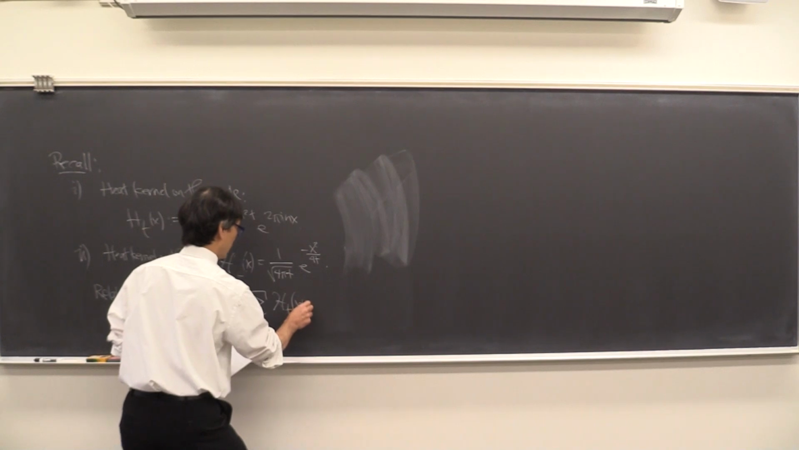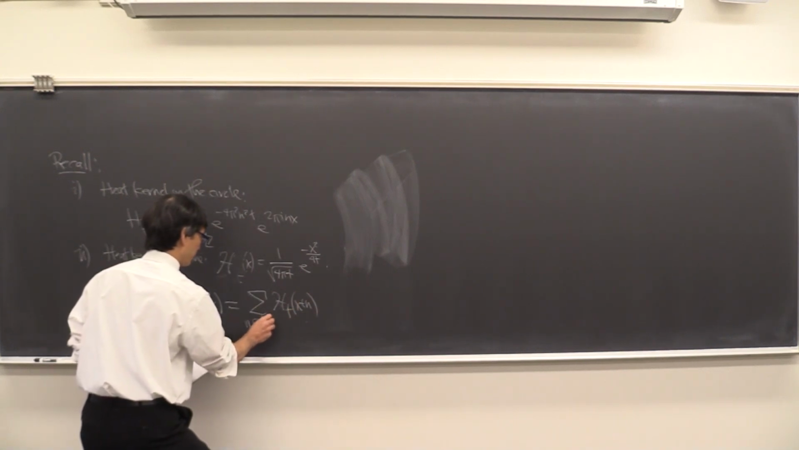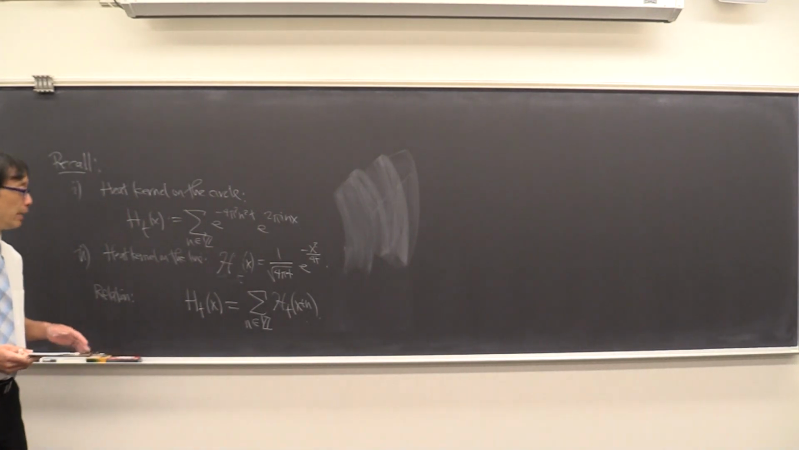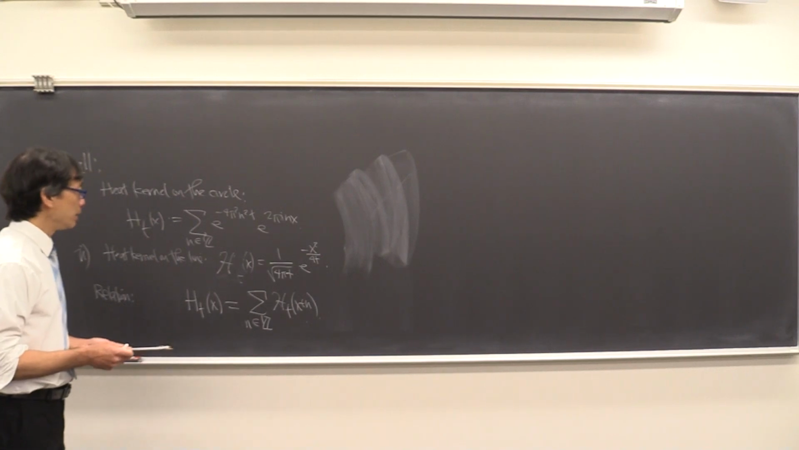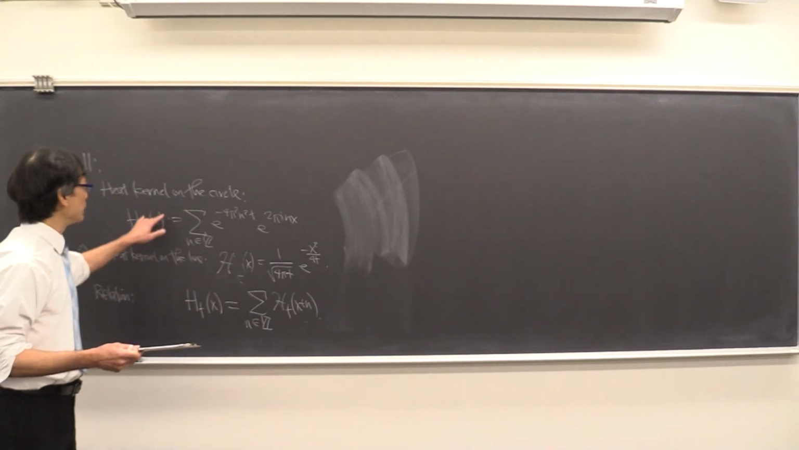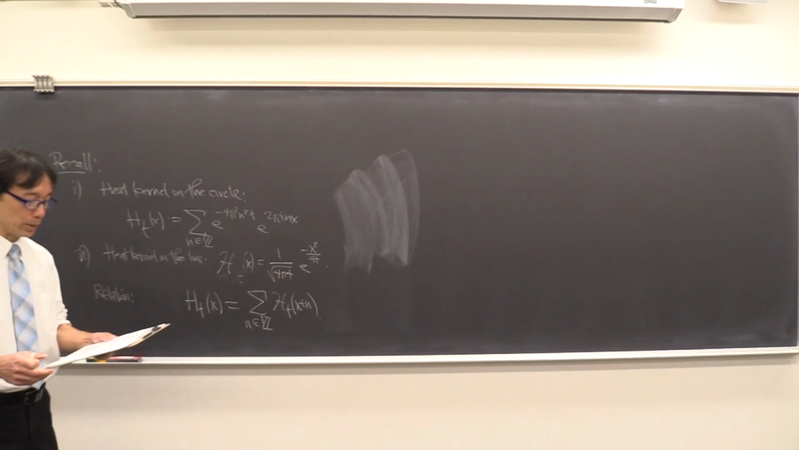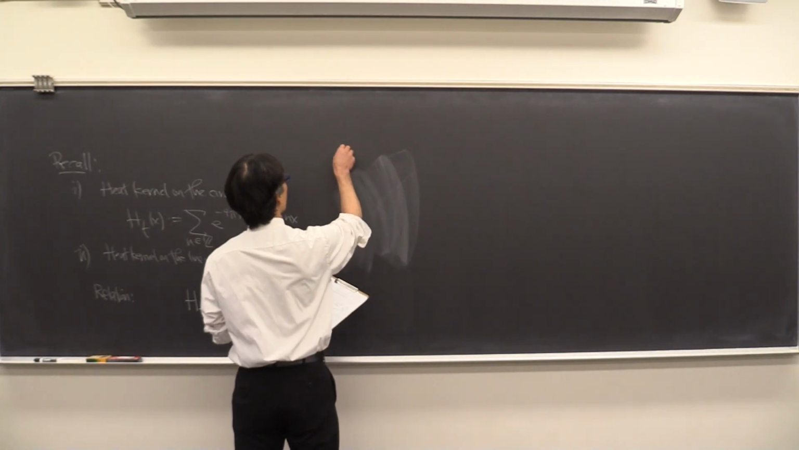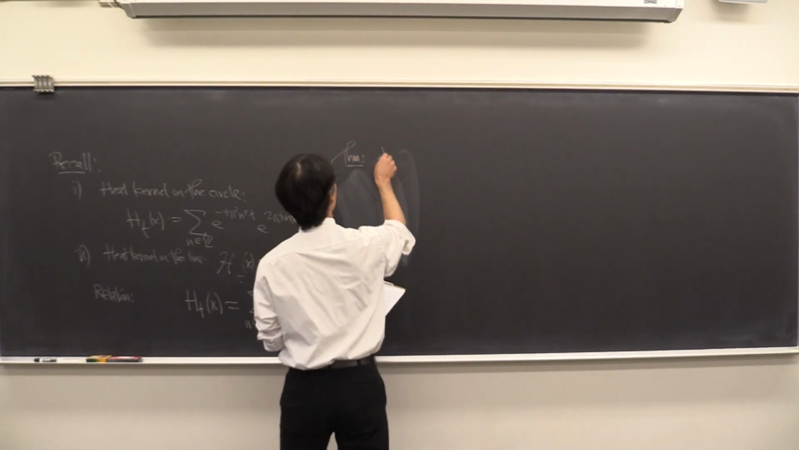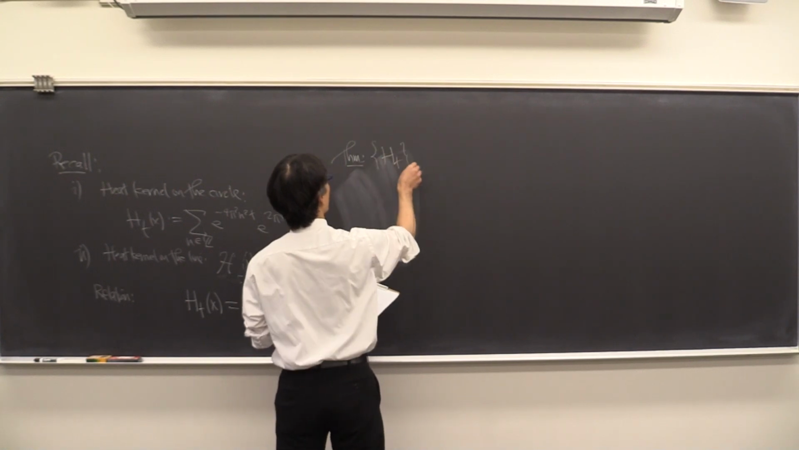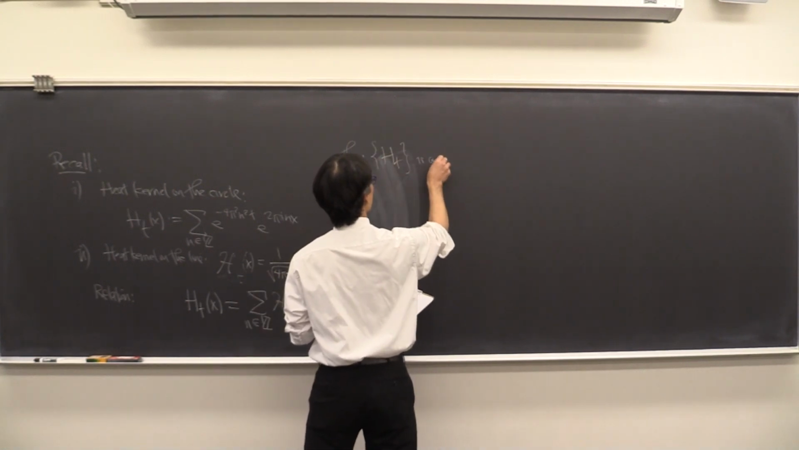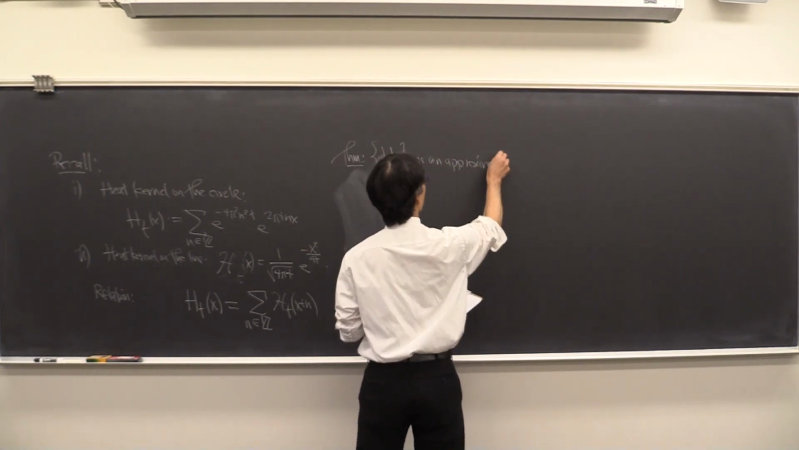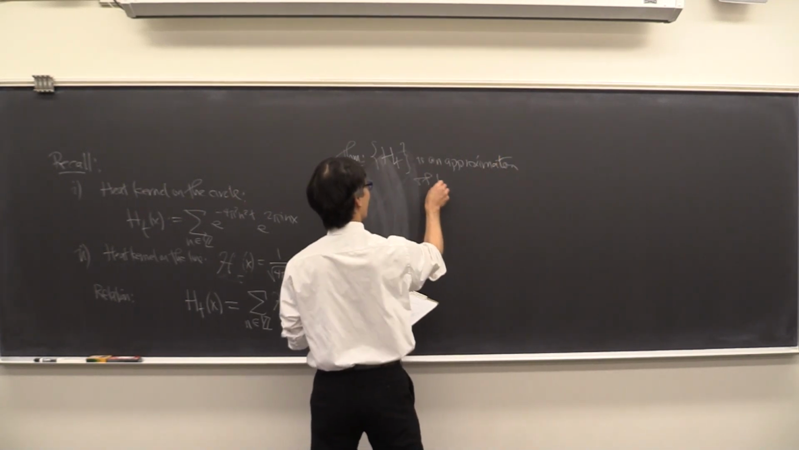Right, so this was it. And the nice thing was that we were able to use this to get that the heat kernel on the circle was an approximation of the identity. So we're in the middle of this theorem that H_t is an approximation of the identity.